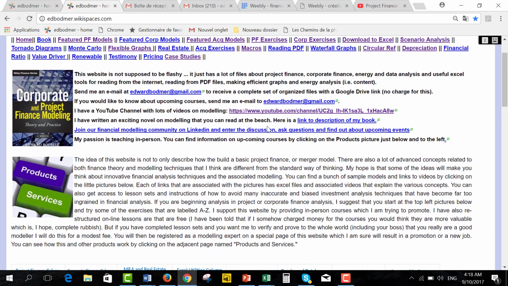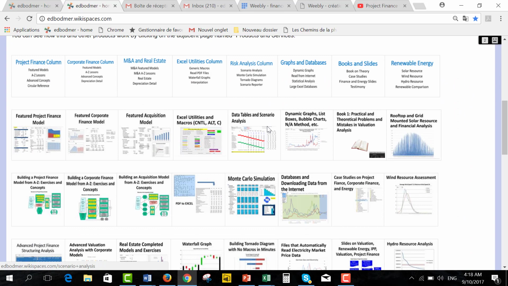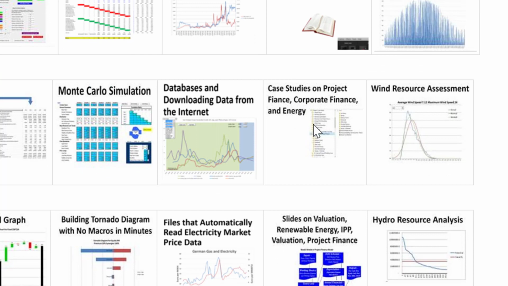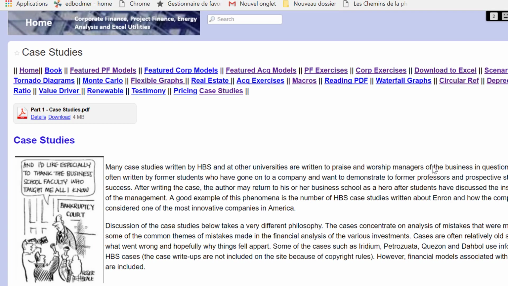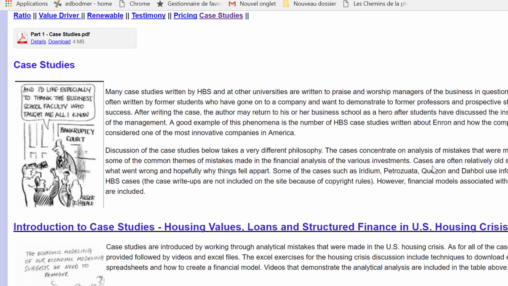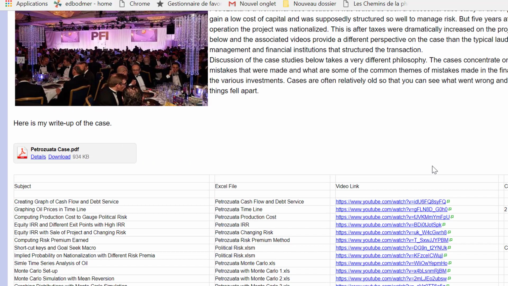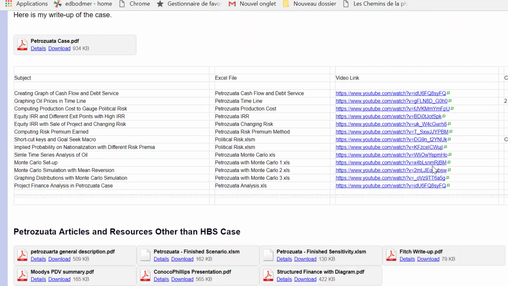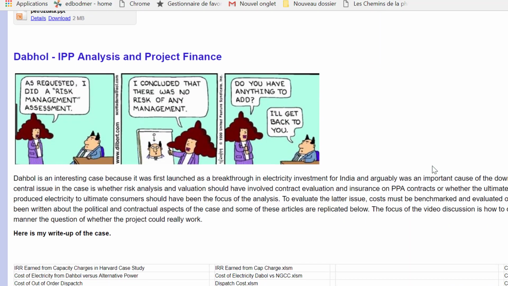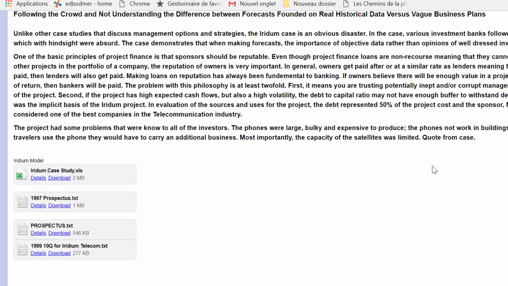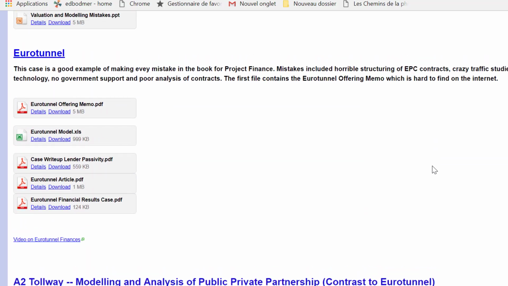I also want to emphasize that the case studies, the Double, the Ras Laffan, the Eurotunnel, and selected others can be found on this case study page. I'm still kind of structuring this. Oh, there's our nice picture of our project finance awards, this time for Petrozoata, Double, and First Solar, Iridium, Eurotunnel.